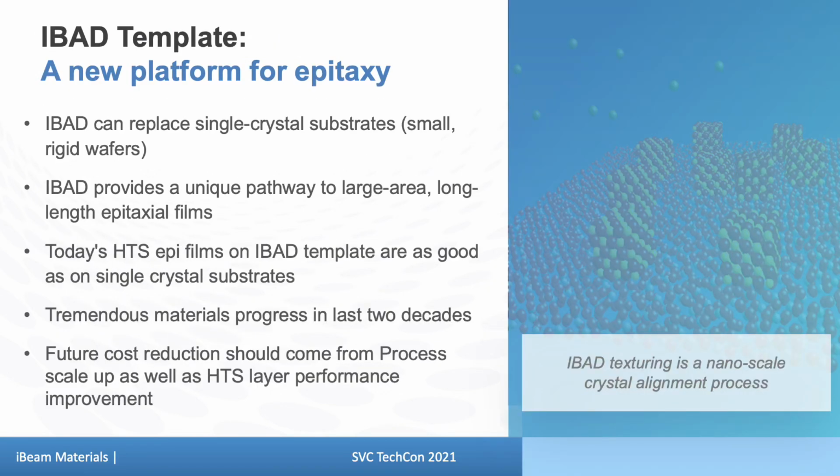In summary, let me just say that IBAD has enabled long lengths of epitaxial superconductors for HTS wire. Today's HTS epi films on IBAD are as good as on single crystal substrates. And for the future, we believe that scaling to wider webs will be important for further HTS cost reduction.